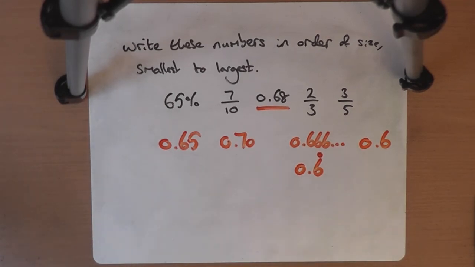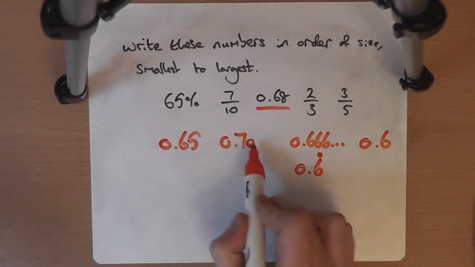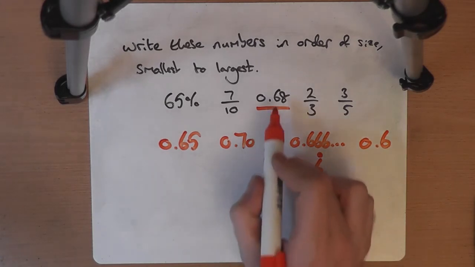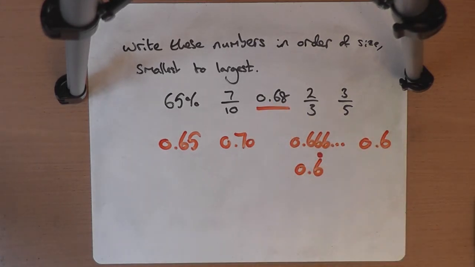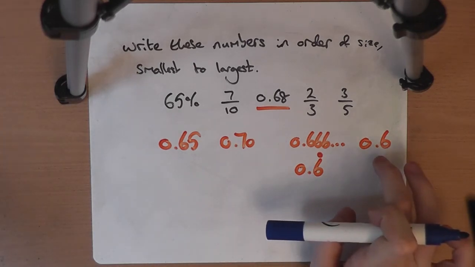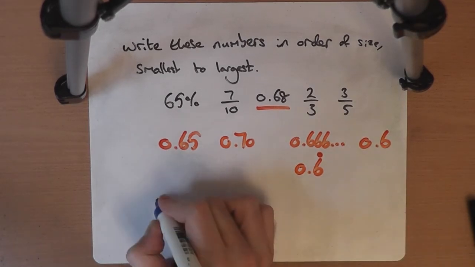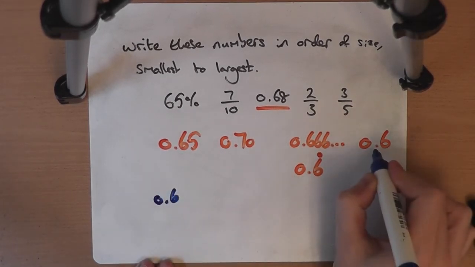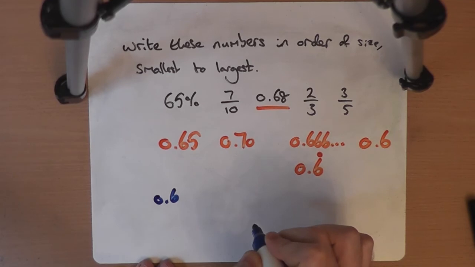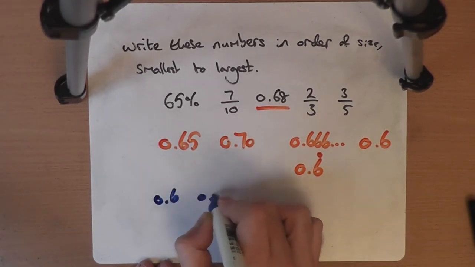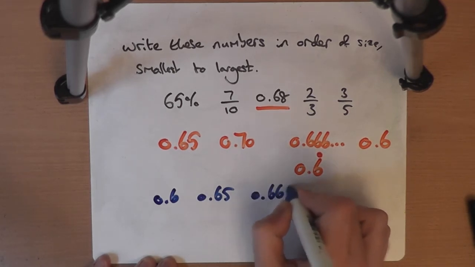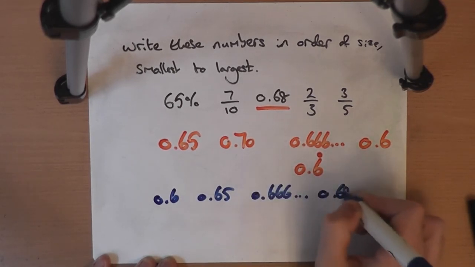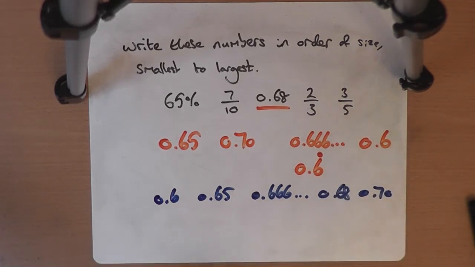So we've got 5 numbers now that we can compare: 0.65, 0.7 or 0.70, 0.68, 0.666... and 0.6. We now need to put them in order of size. The 0.6 is the smallest. Then the 0.65. Then the 0.666. 0.68, and then the 0.70 at the end.